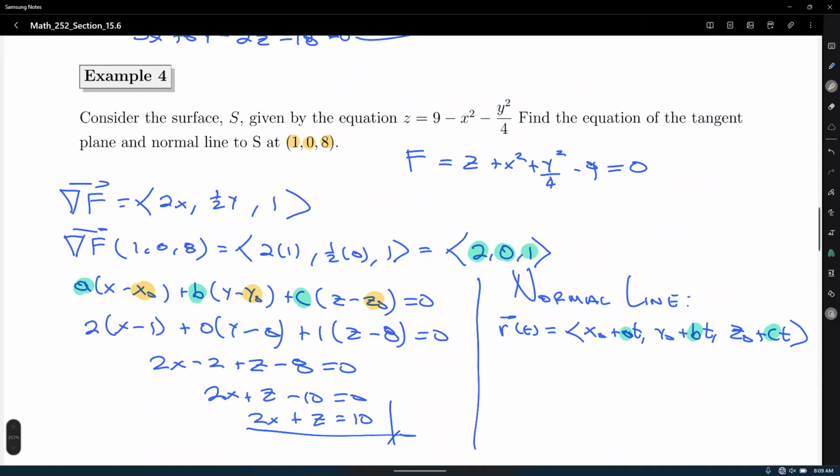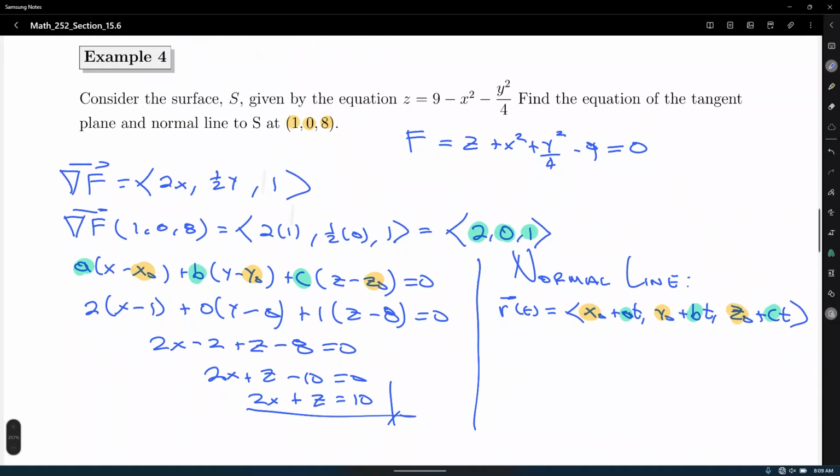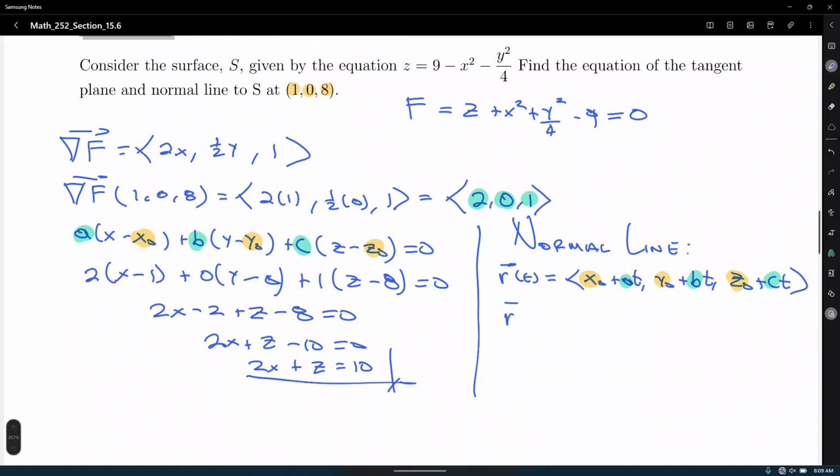So, x naught, y naught, z naught, and just substitute. That is r of t, which equals x naught, which is 1, plus a, which in this case is 2t, 0, because they're all zeros here. And what's next? That's z naught, which is 8, plus c, which is 1t, which is simply plus t. All right? And that is the equation of the plane and the equation of the line.